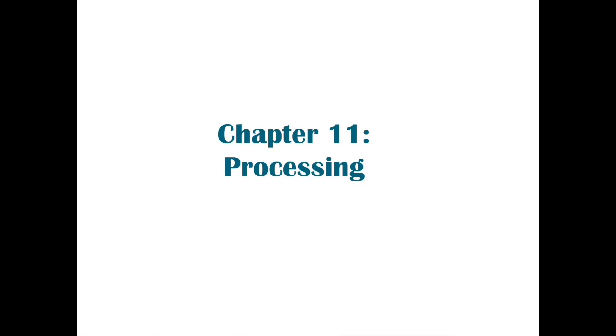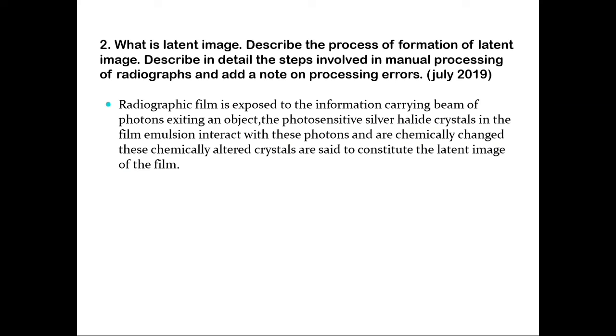Next chapter is about processing. The question that can be asked in processing is: what is a latent image, then describe the process of formation of latent image, describe in detail the steps involved in manual processing of radiographs, and then add a note about the processing errors. The processing errors part we have already mentioned. Now we just have to talk about what is a latent image.